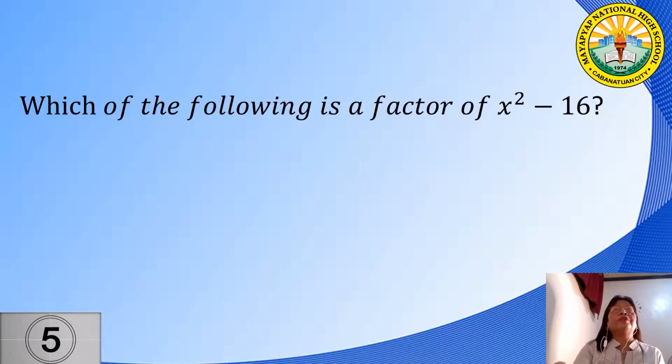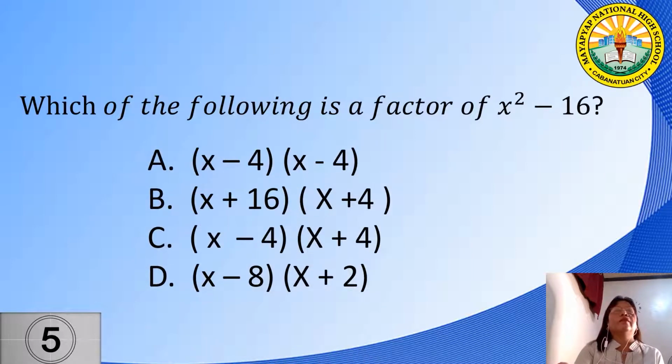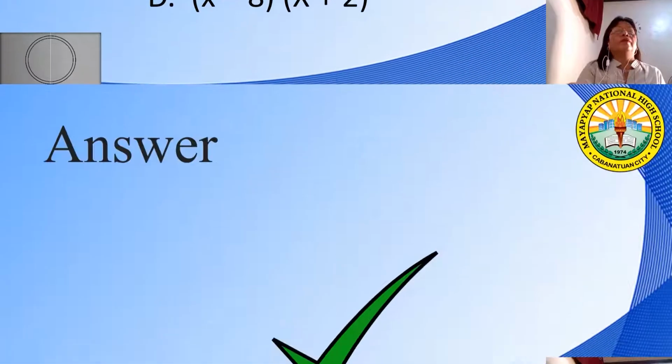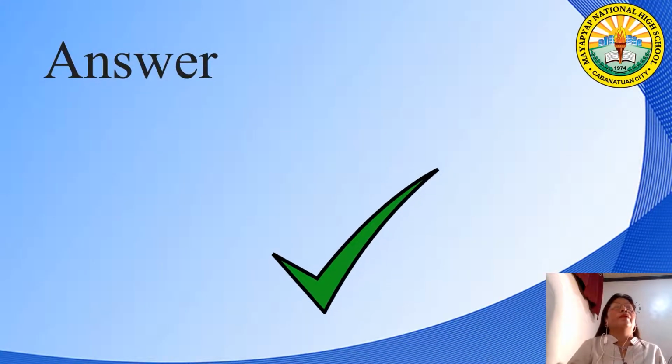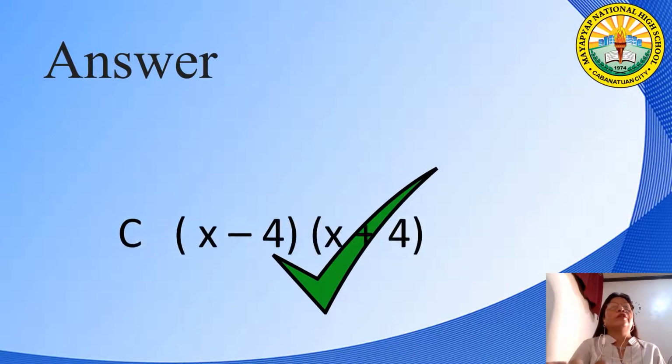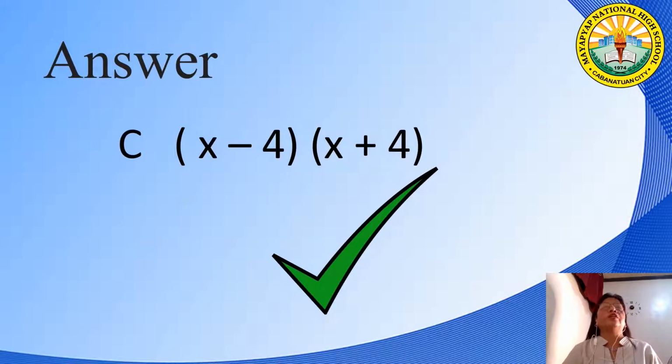Which of the following is a factor of x squared minus 16? What is the correct answer? Timer starts now. Okay, the correct answer is letter C. Quantity x minus 4 times quantity x plus 4.